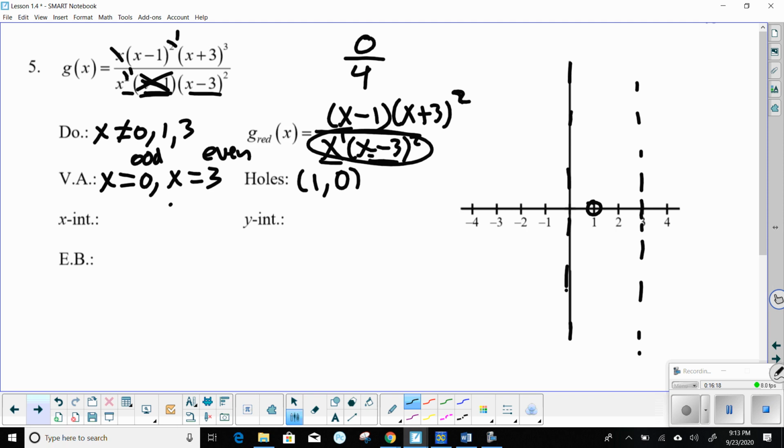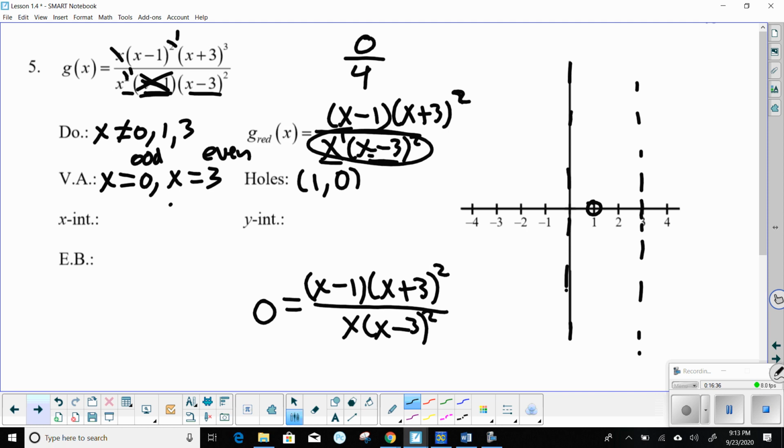Okay, let's find the x-intercepts and y-intercepts. To find the x-intercept, we plug in 0 for y. We can use the reduced form. So I get 0 equals x minus 1 times x plus 3 squared all over x times x minus 3 squared. Think about when a fraction equals 0. A fraction will only equal 0 when our numerator equals 0, right? 0 over something equals 0. So all I have to do is figure out when the numerator equals 0. It's already factored, so that would be at 1 and at negative 3. Well, we already know at 1 there's a hole in the graph, so that's not going to be an x-intercept, but at negative 3 there's going to be one. So when x is negative 3, y is 0.